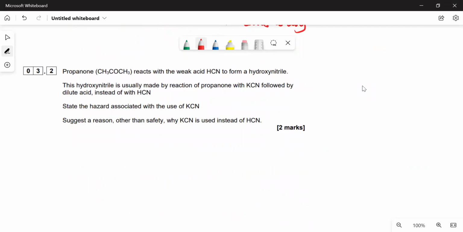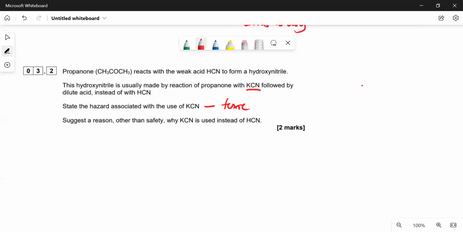Propanone reacts with the weak acid HCN to form hydroxynitrile. The hydroxynitrile is usually made by the reaction of propanone with KCN, followed by dilute acid, rather than with HCN. Okay, what's the hazard associated with the use of KCN? Right, KCN is toxic. Potassium cyanide is very poisonous. That's all you have to say.